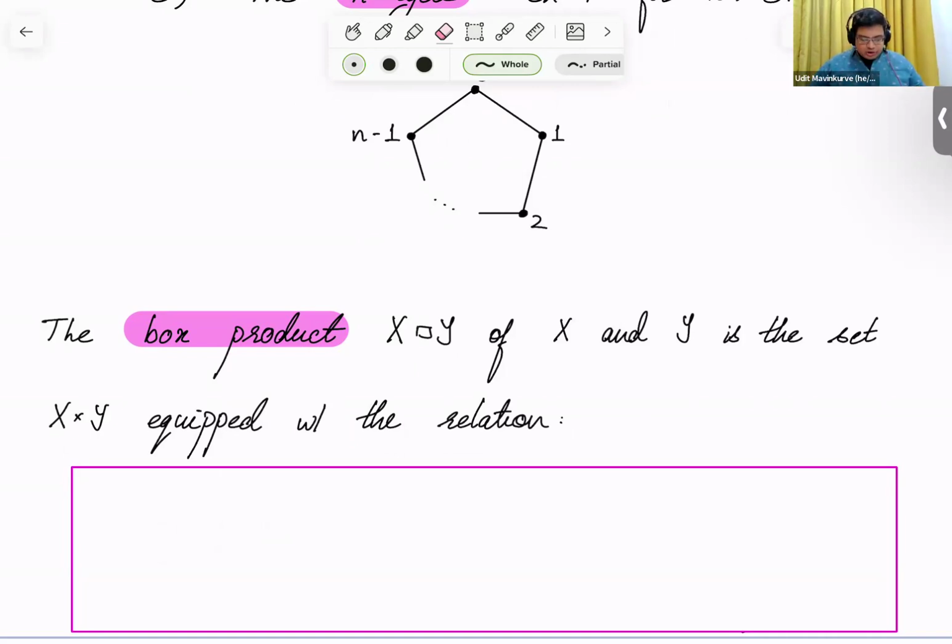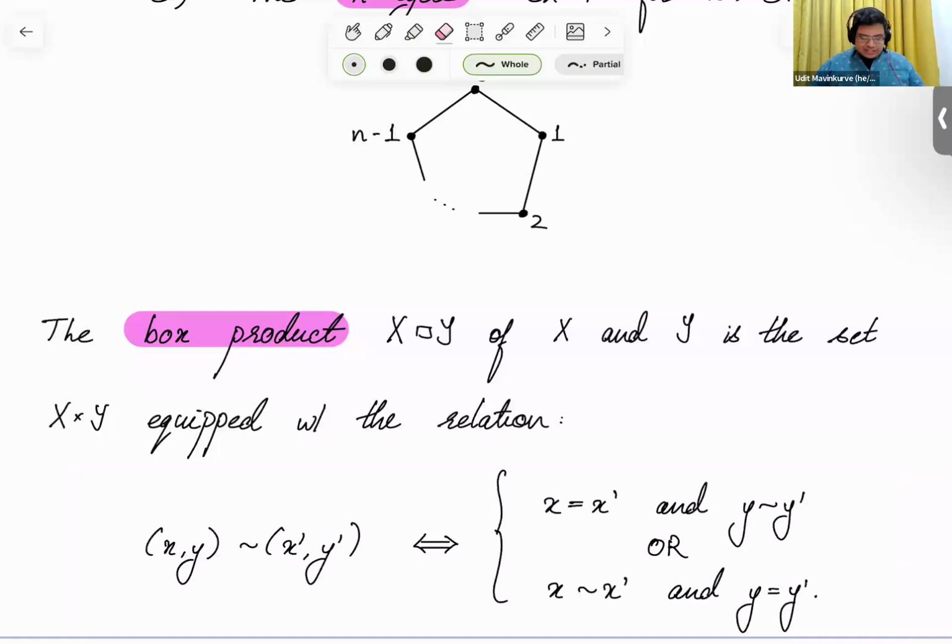So the underlying set for the product X box Y is just going to be, as you expect, the Cartesian product of the underlying sets, X cross Y. But then we need to specify a relation on this product set. And the relation is as follows. Two pairs, (x, y) and (x', y'), are related by an edge in the product graph if and only if one of these two conditions holds. Note that the condition says that it has to be equality in at least one of the coordinates, and the remaining coordinate can be an edge in one of the graphs that you are taking the product of.